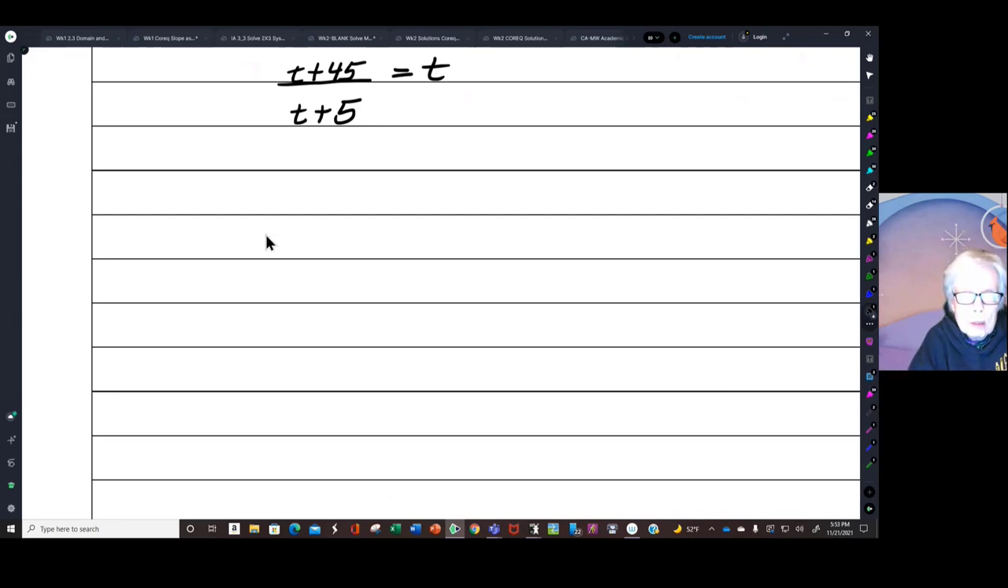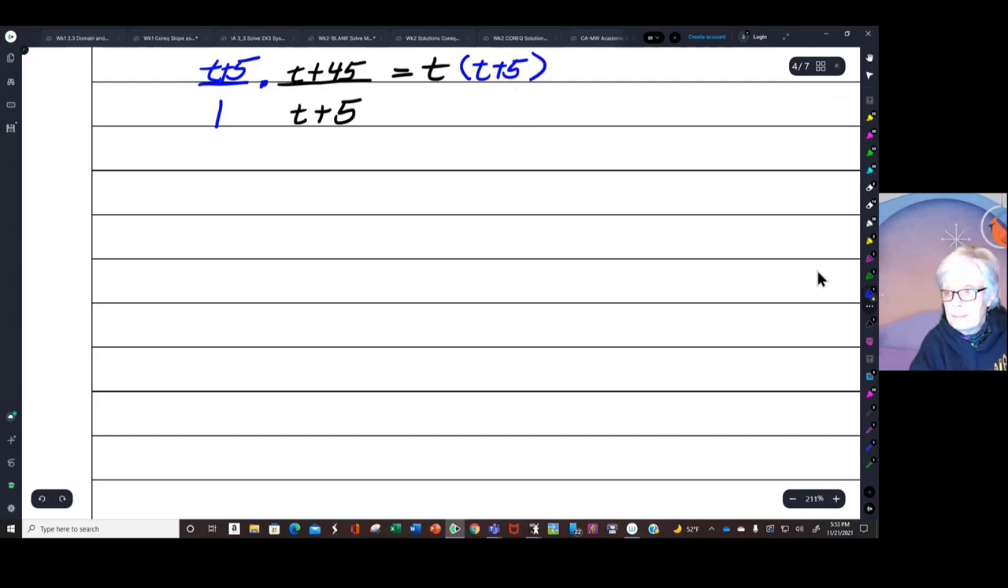Okay, so we're going to do what we did before. Multiply both sides by the denominator T plus 5. Put T plus 5 over 1 when I'm multiplying by a fraction, and just multiply by T plus 5 when I'm not. Okay, T plus 5 cancels T plus 5. The reason for doing that. So we'll be left with T plus 45 equals T squared plus 5T.